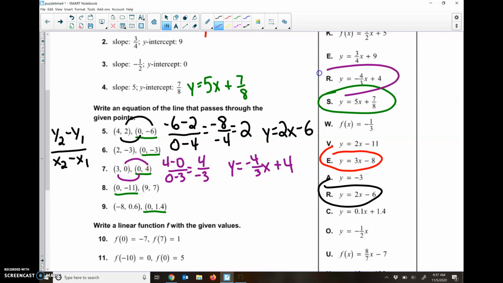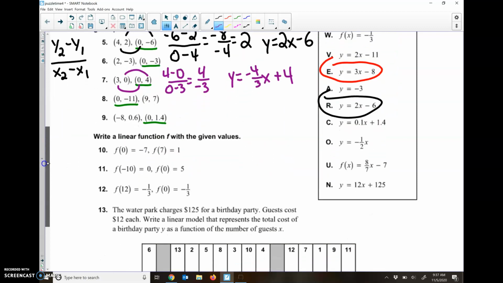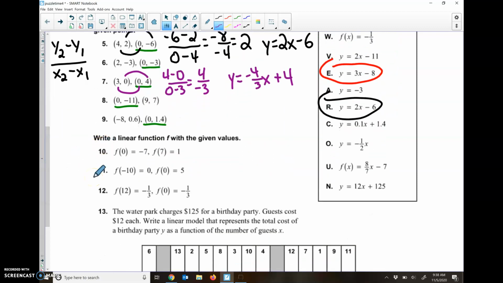So letter R. 10 through 12 are really the same thing. They just give you your x's and y's a little differently here. So this is our x, this is our y, this is our x, this is our y. So really they're still giving us those points there. It just looks a little different because they're doing it as f of 0 and f of 7, but really it's just the same thing.